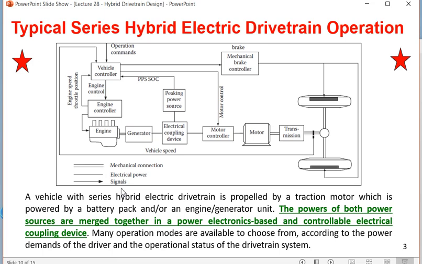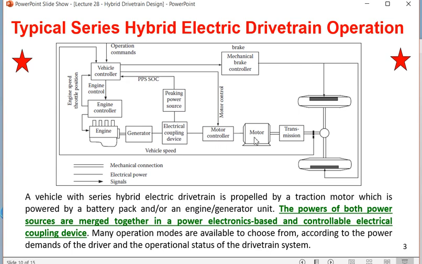The powers of both power sources are merged together in a power electronics based controllable electrical coupling device. So this is a very important thing. This is the coupling device. Many operational modes are available to choose from according to the power demands of the driver and the operational status of the drivetrain system. So depending on the operation commands coming from the operator, who is nothing but the driver, the vehicle controller will decide how much power is to be extracted from the primary source and secondary source, in which proportion it has to be combined in the electrical coupling device, and then how the motor is to be driven.